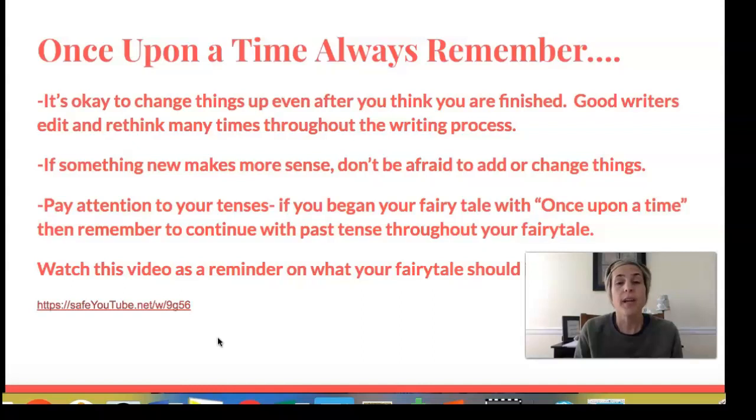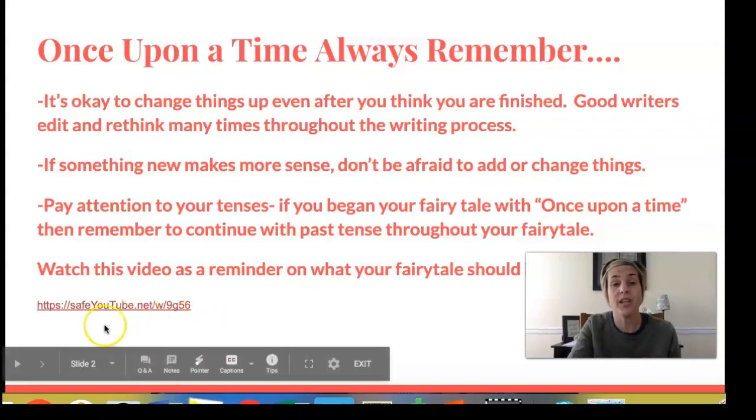I want you also to pay attention to your tenses. Now remember, we have past tense, present tense, and future tense. If it's in the past, then that means it's already happened. If you begin your fairy tale with once upon a time, that means you're saying that it already happened. You want to continue that same tense throughout your fairy tale. You don't want to switch in between. I want you to watch this video as a reminder on what your fairy tale should include.